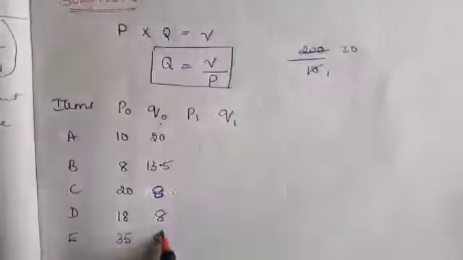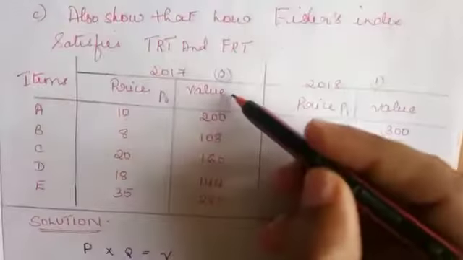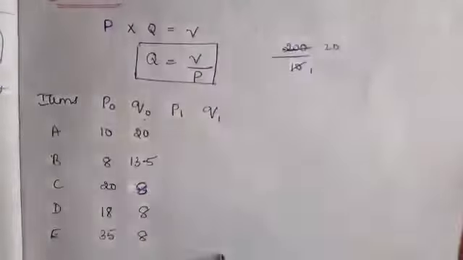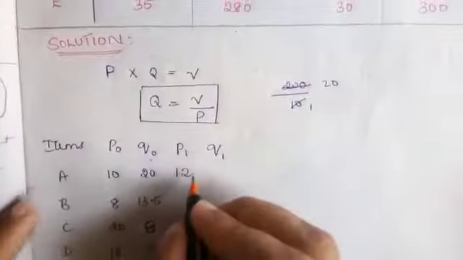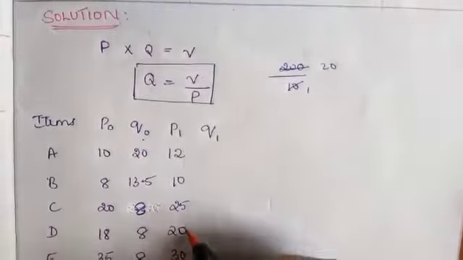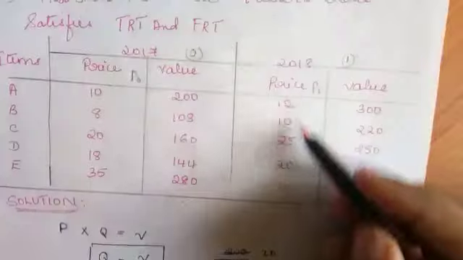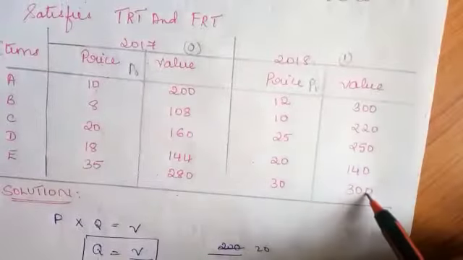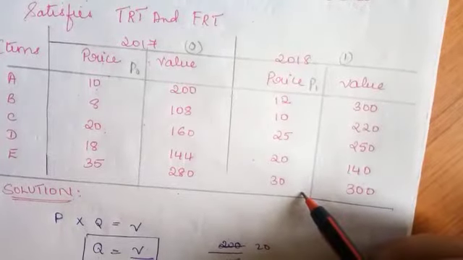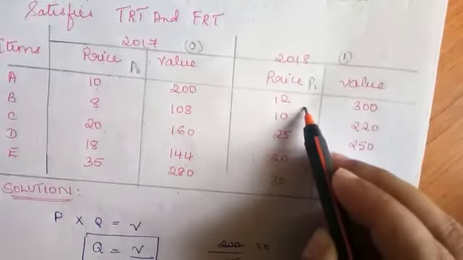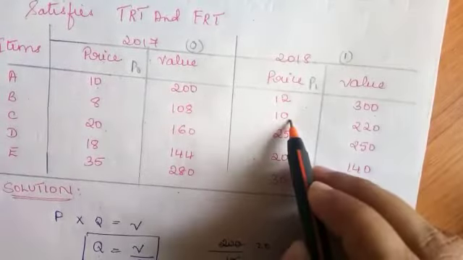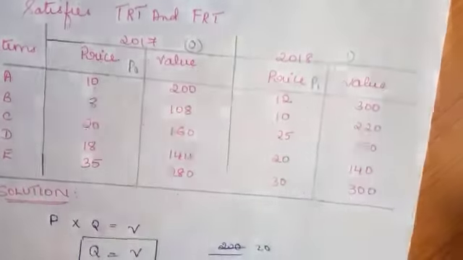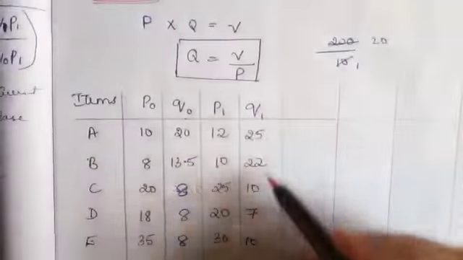So we got the quantity. We have value divided by the price, so we get the quantity. Similarly, we have to calculate the quantity for the current year. We have prices 12, 10, 25, 20, 30. We write the same prices here. Now to find the quantity, the value of the current year divided by the price of the current year. So 300 divided by 12, 220 divided by 10. Like this you calculate, and we found the quantity.